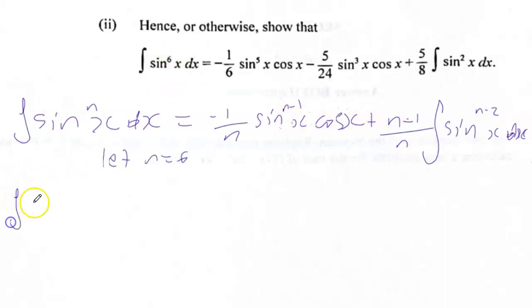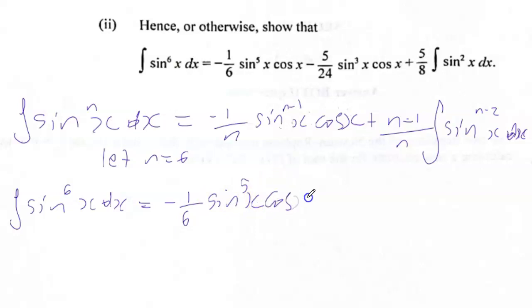So what we have now is the integral of sine x to the power of 6 dx. We simply substitute 6 for the n, so negative 1 over n becomes negative 1 over 6, sine to the power 6 minus 1, so that's sine to the 5th power x times cos x, plus, if n is 6, 6 minus 1, that's 5, over n, that's 6, times the integral of sine to the power 6 minus 2, which is 4. Alright? So this is what we're actually to prove. So this sine to the power of 4, we need to rewrite also.